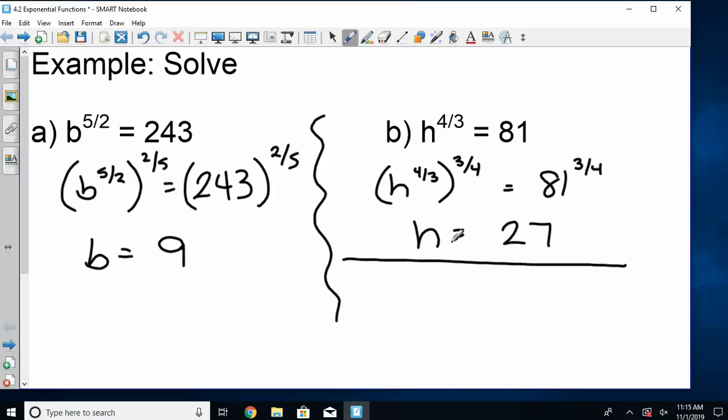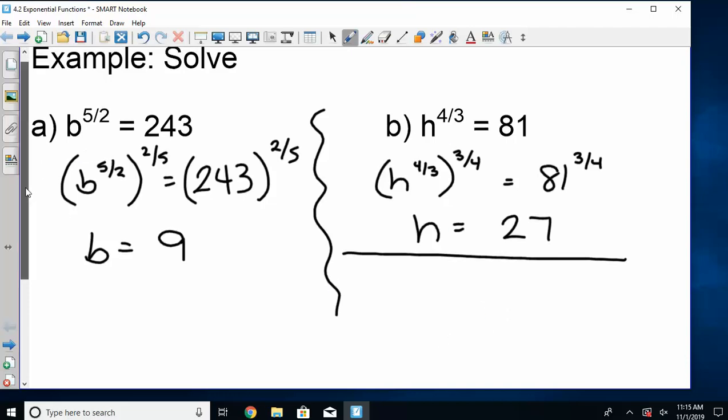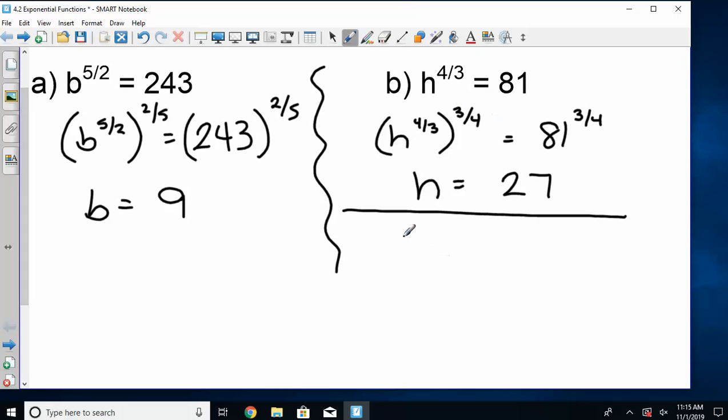Now, let's work it one of the other ways. If I wrote this with a radical first, how would I write that? H to the 4th. Okay. Alright, if I want to cancel a cube root, what do we need to do? Cube each side.